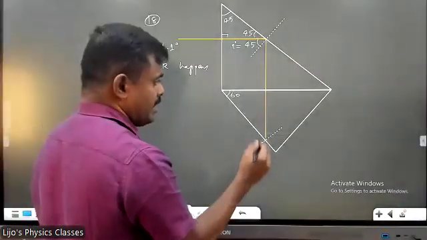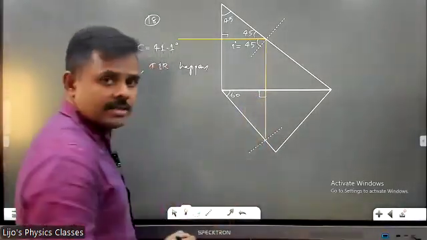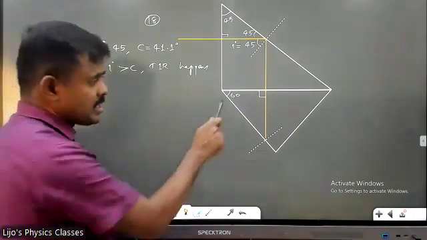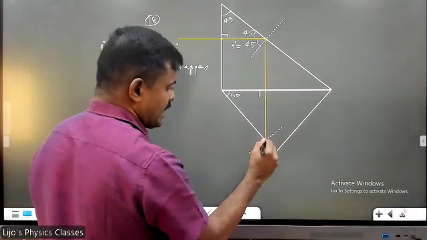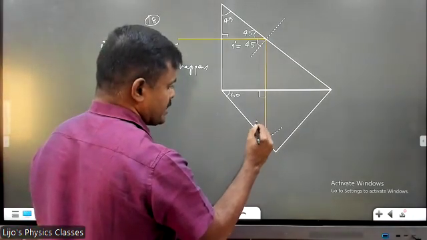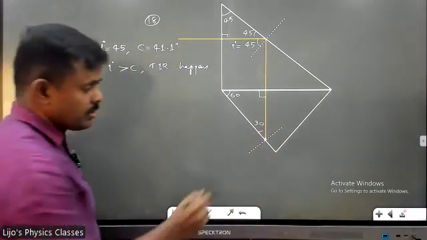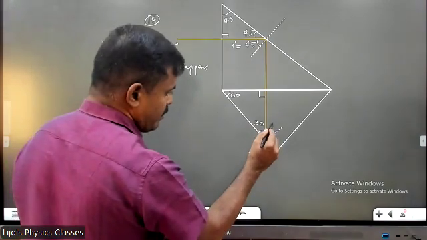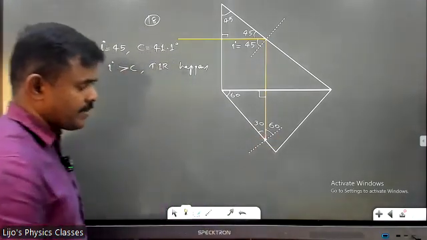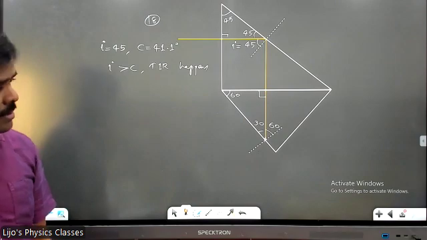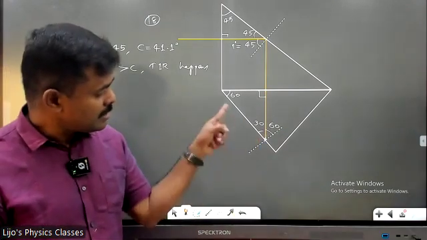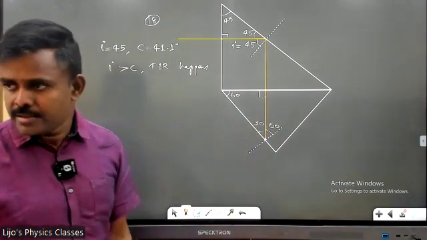Can you tell me this angle? This angle is 90, correct? 60 plus 90, 150. This angle will be what then? 30 degrees, right? Am I correct? Correct. So this angle also, this angle will be what now? 60. Okay. Because this is 90. This is 30. Next is 60, right?